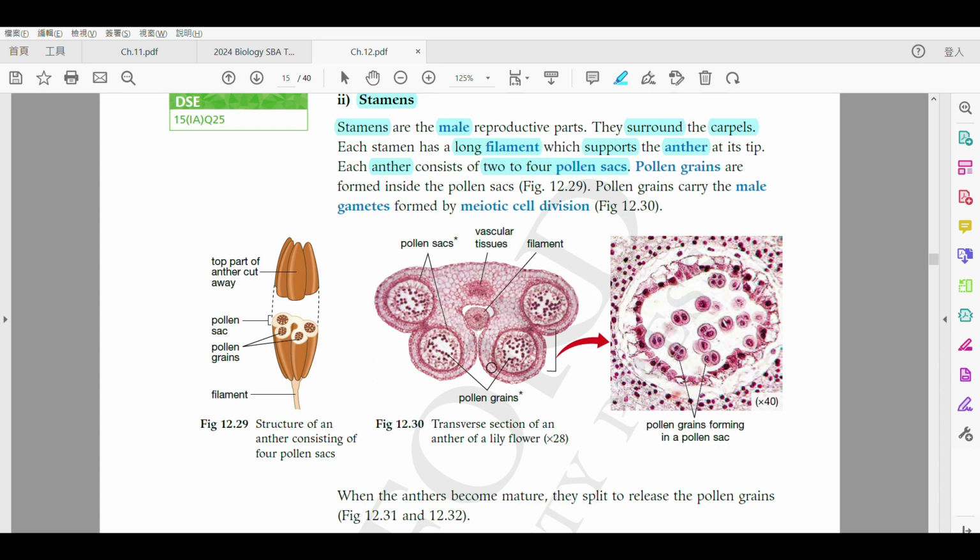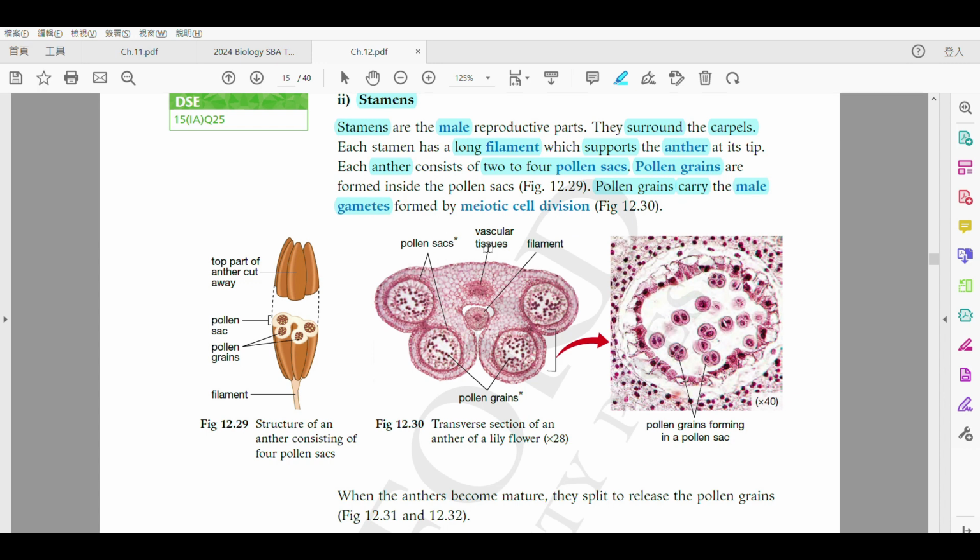And then where are the pollen grains? In this pollen sac, you can find pollen grains. Okay, you can find them in the pollen sacs. But notice one thing: are the pollen grains the male gametes? The answer is no. Pollen grains only carry the male gametes. Just like the ovule. Ovule is not the female gamete. Inside the ovule you can find ova. That is the female gametes. Pollen grain is also not the male gamete. Inside it you can find the male gametes.